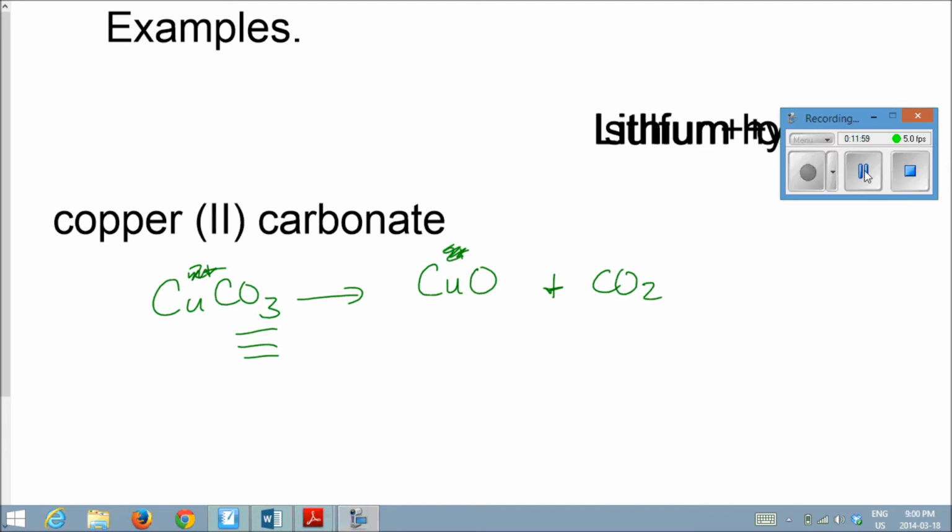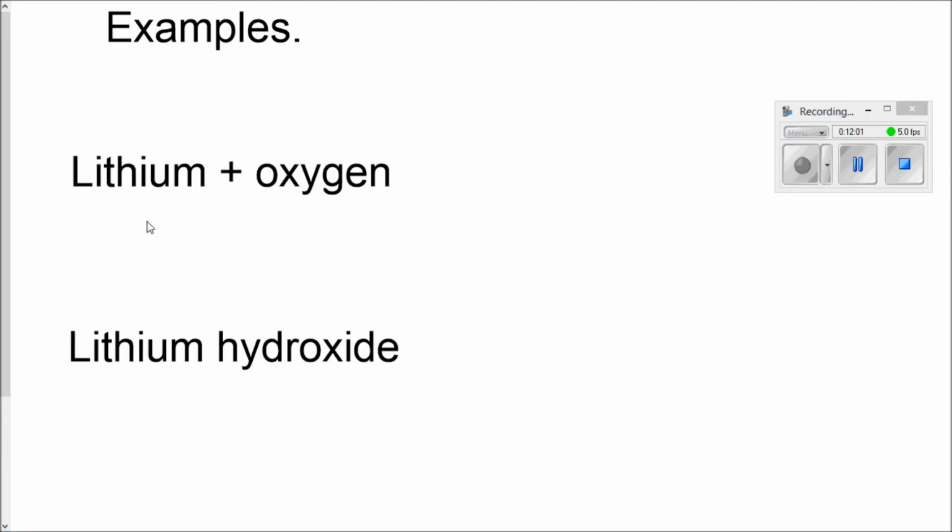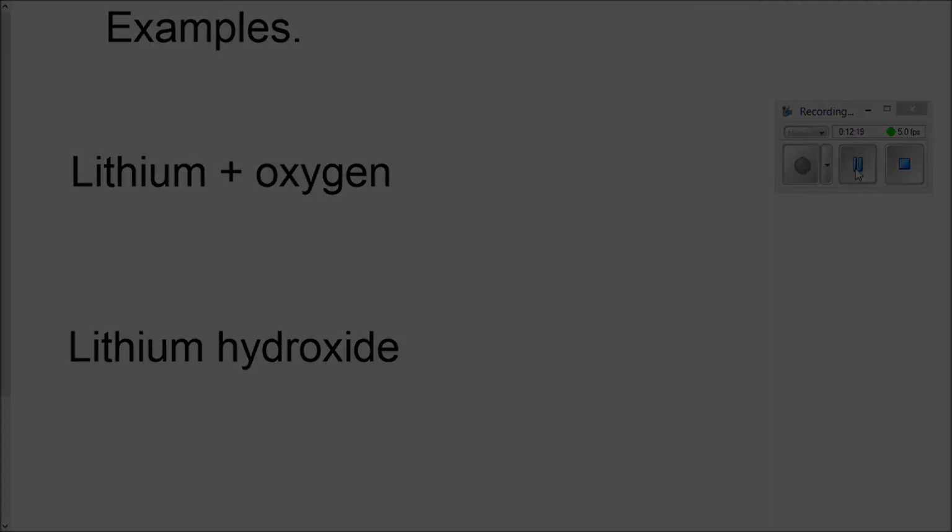Please try to do both of these before class tomorrow. Lithium plus oxygen, what kind of balanced chemical equation would that make? And what will lithium hydroxide do when it's a reactant? Only one reactant. Decide whether it's a synthesis or a decomposition, and show those at the beginning of class tomorrow. Thanks for listening. We're going to be doing combustion next.